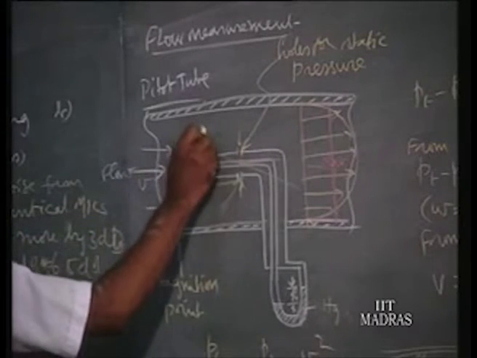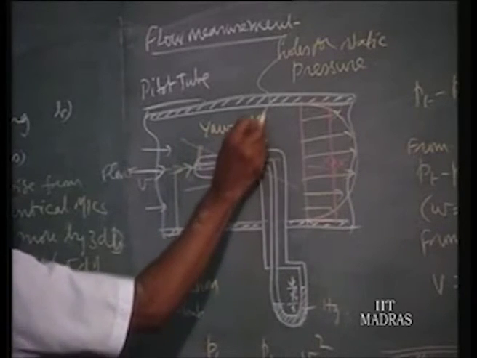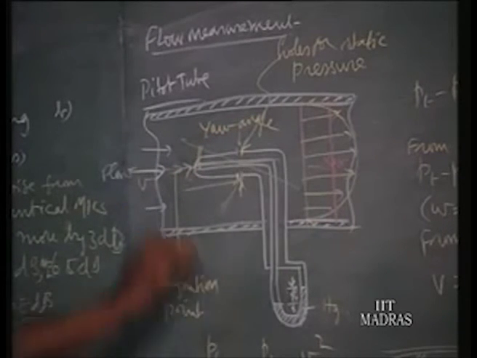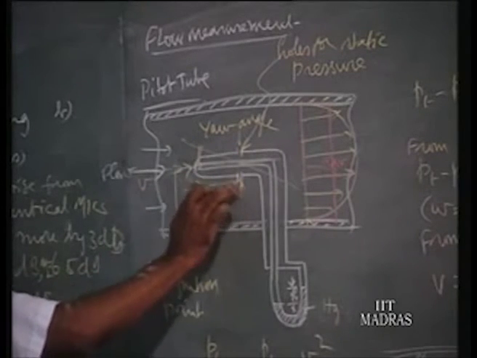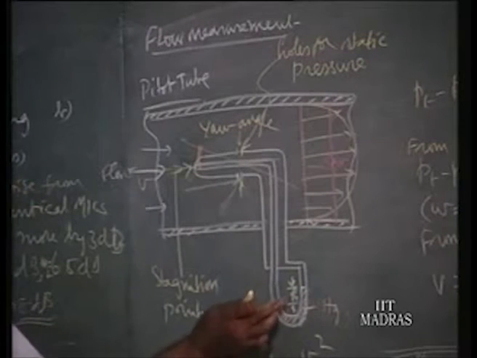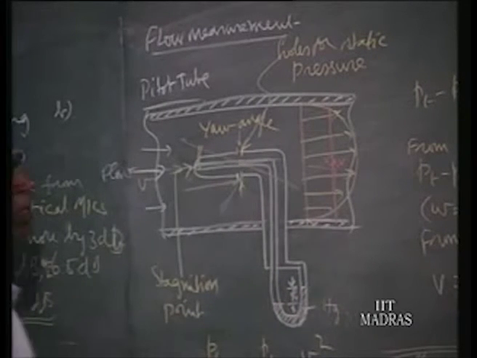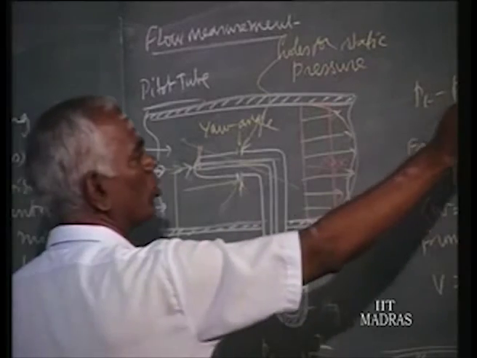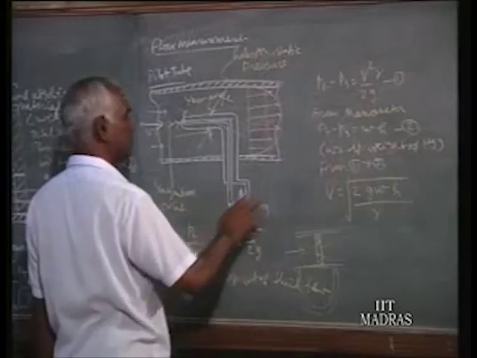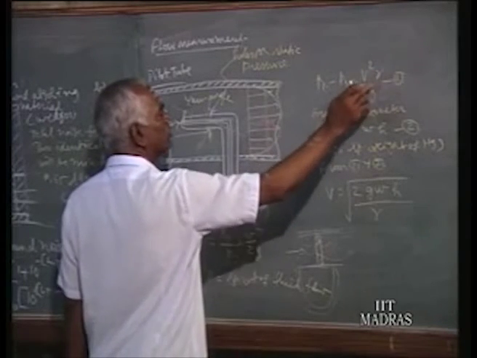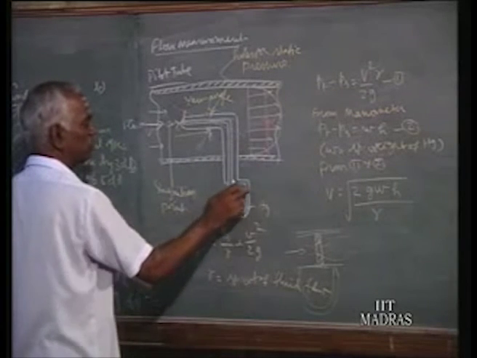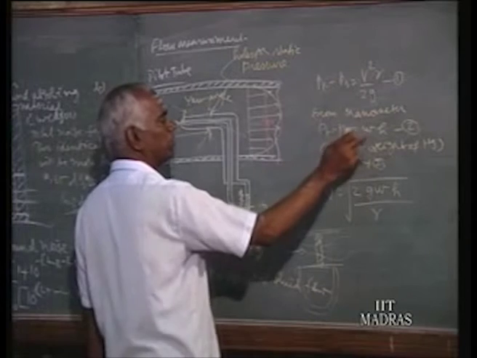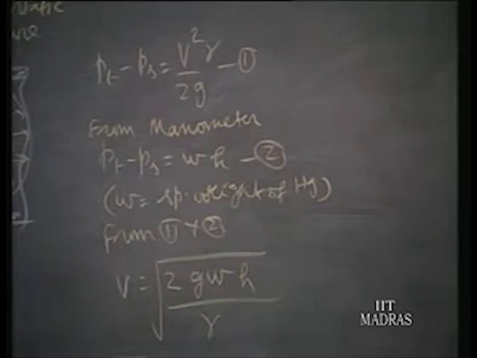This angle is called the alpha angle. The angle should be 0 for correct measurement. That is, the angle between the pitot tube axis and the flow direction is called the alpha angle, and that should be 0. When it is 0, only the static pressure alone will come here. The difference between these two, static pressure and this, will give you V squared over 2g, that is (Pt minus Ps) by gamma equals V squared over 2g. And now the pressure difference in these two limbs is also given by Pt minus Ps equals W into H, where W is the specific weight of the mercury.